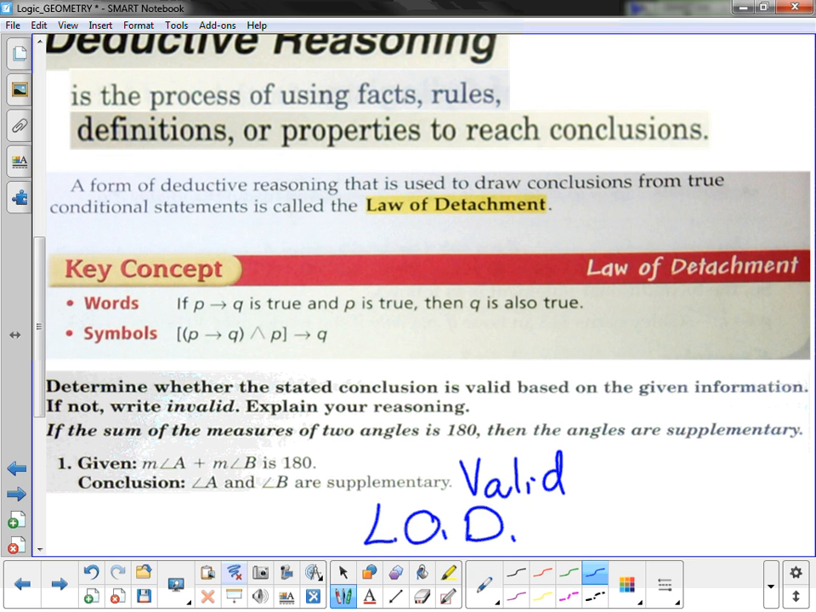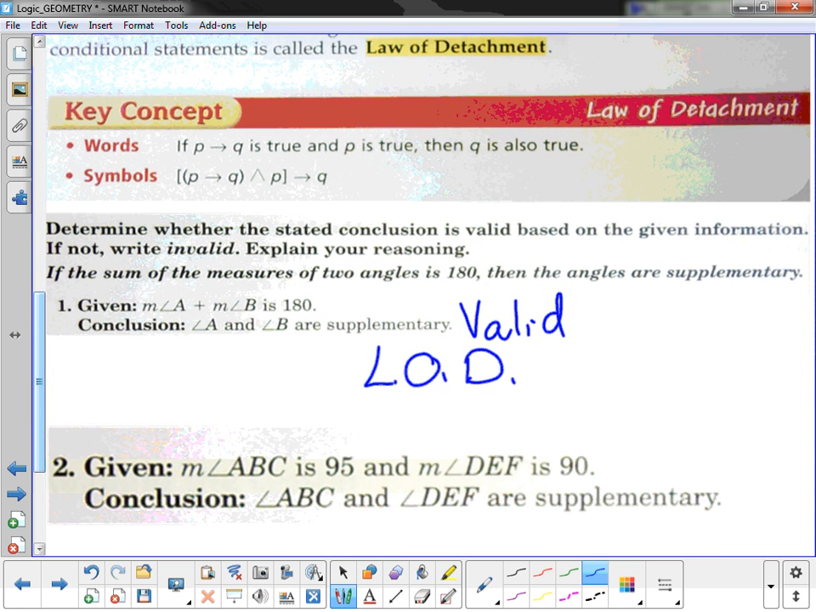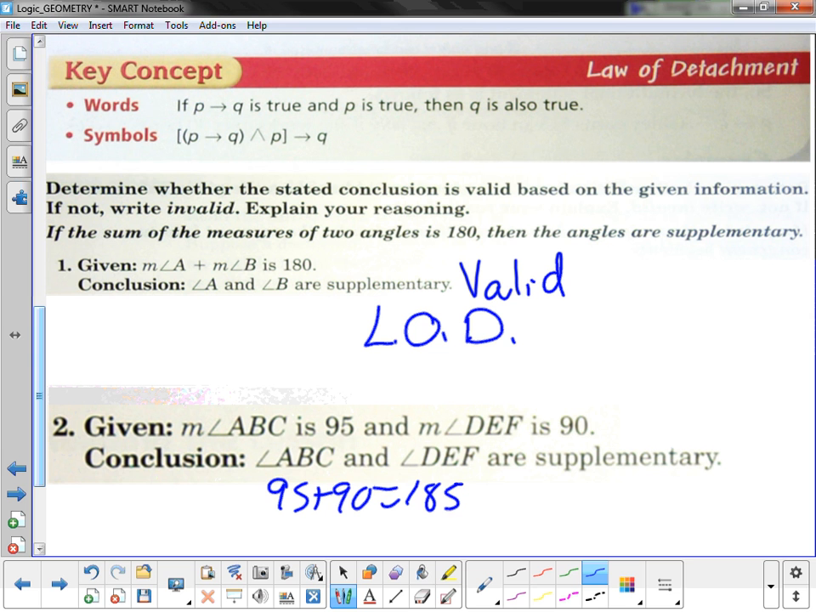Let's try another one. See if we can really get this down. Okay? The measure of angle ABC is 95 degrees, and the measure of angle DEF is 90. Angle ABC and angle DEF are supplementary. Well, let's see. According to our if-then statement, if two angles add up to 180, then we know the angles are supplementary. In this case, I've got two angles. I've got 95 plus 90. I've got 185. So this is invalid reasoning.